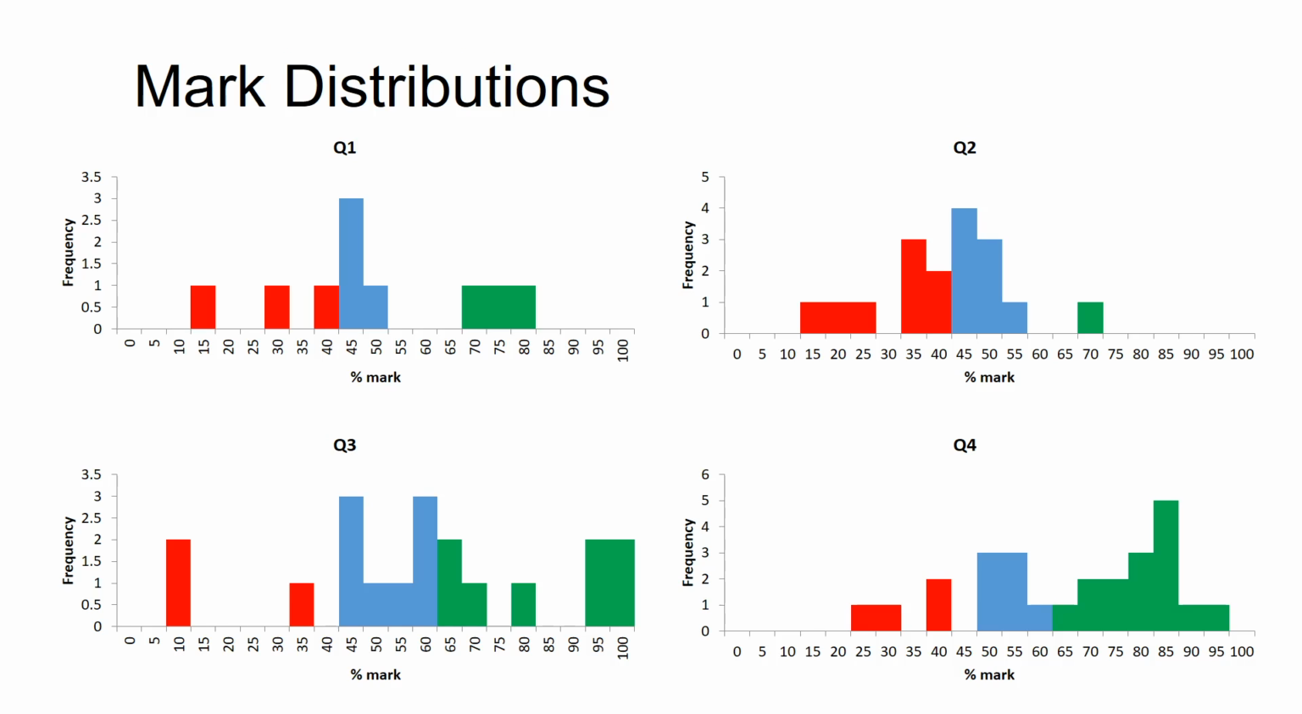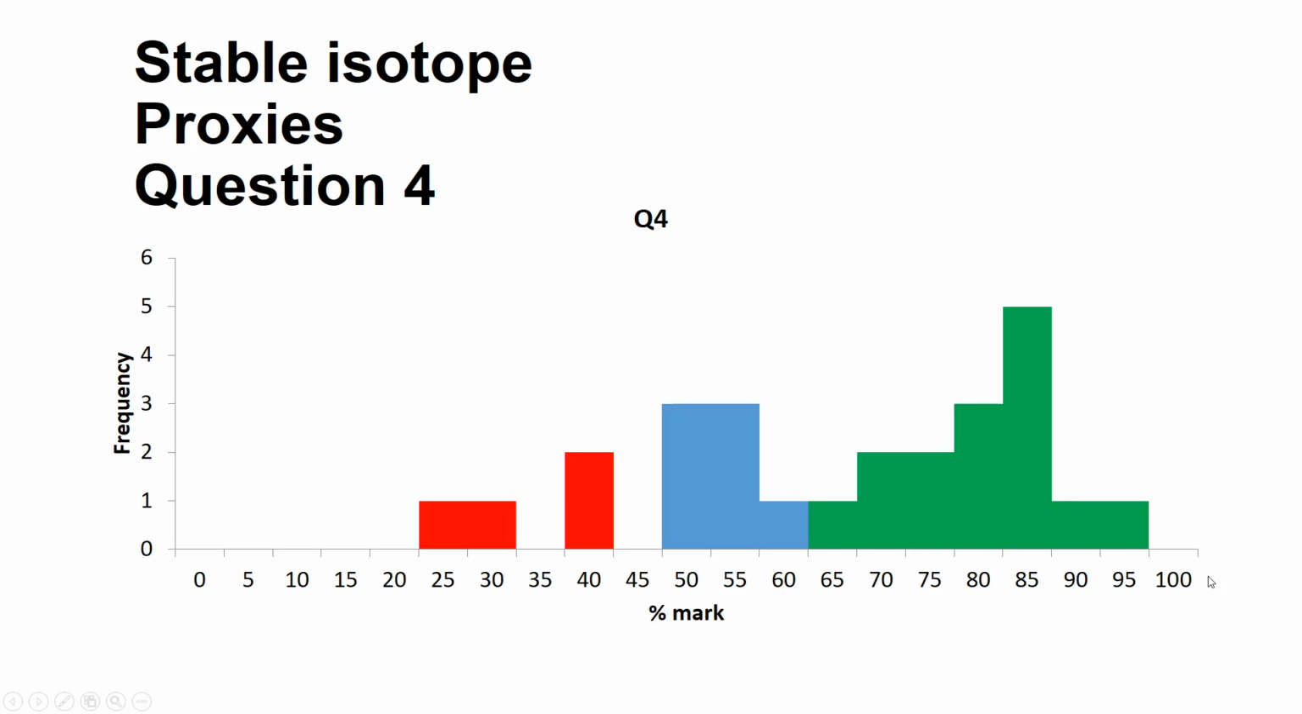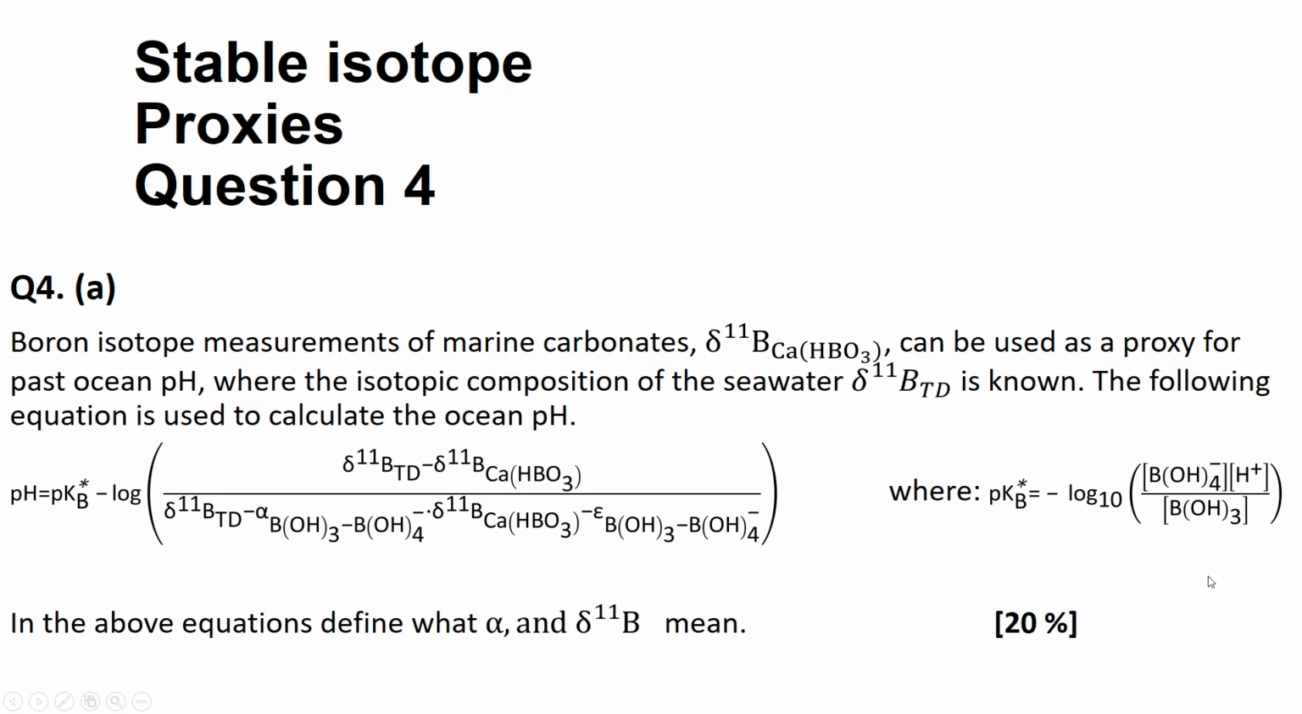Let's have a little look at what that was asking. So yeah, again, people did well. Good job. So this was a question about boron isotopes specifically, but more generally, kind of the things we need to consider when using isotope proxies in kind of environmental samples. So there was this horrific equation in the question.